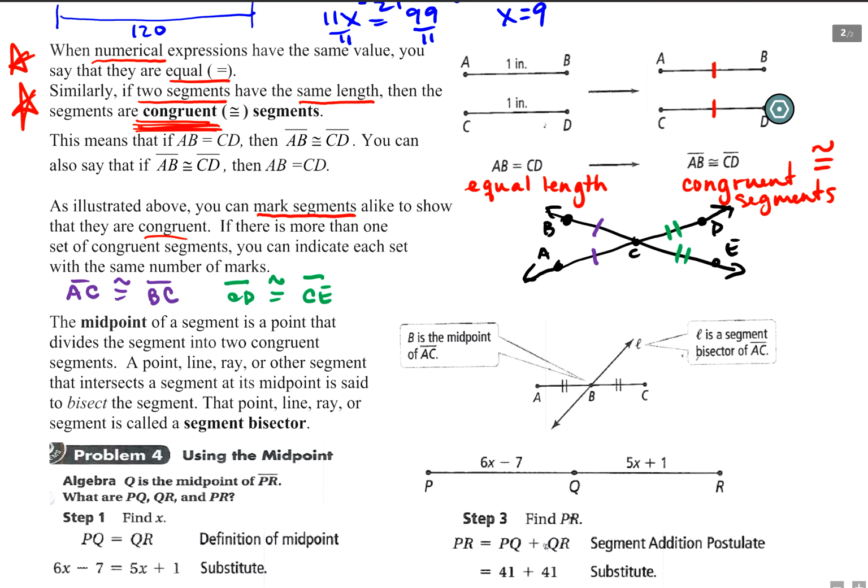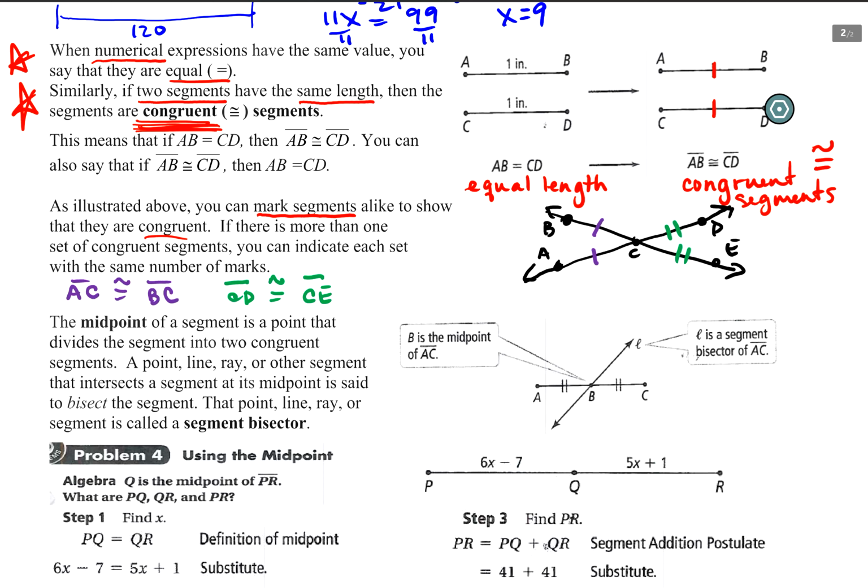Now, the purple segments are not congruent to the green segments. That is how we mark them differently. And if we had other lines, the next set of lines, we would use 3 tick marks and 4 tick marks and 5 tick marks. And then it starts to get a bit ridiculous. We can talk about that as we need to.